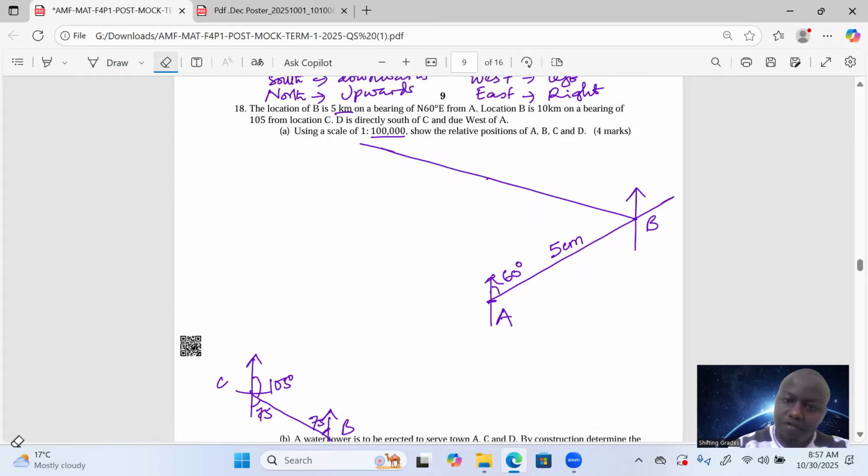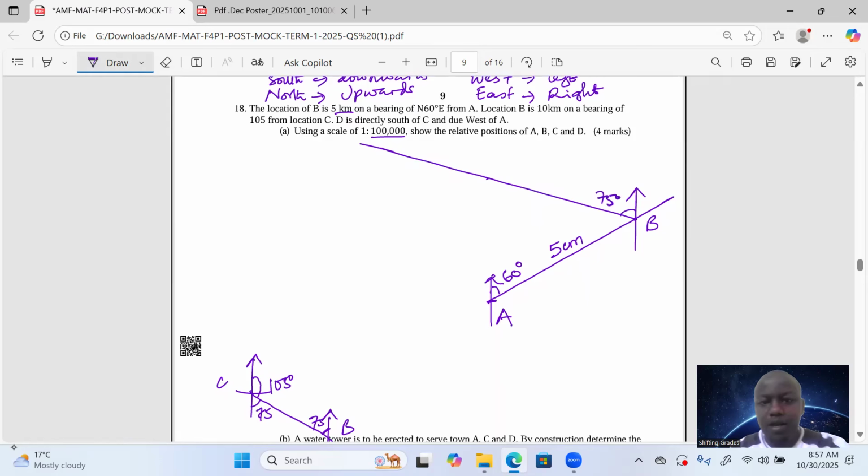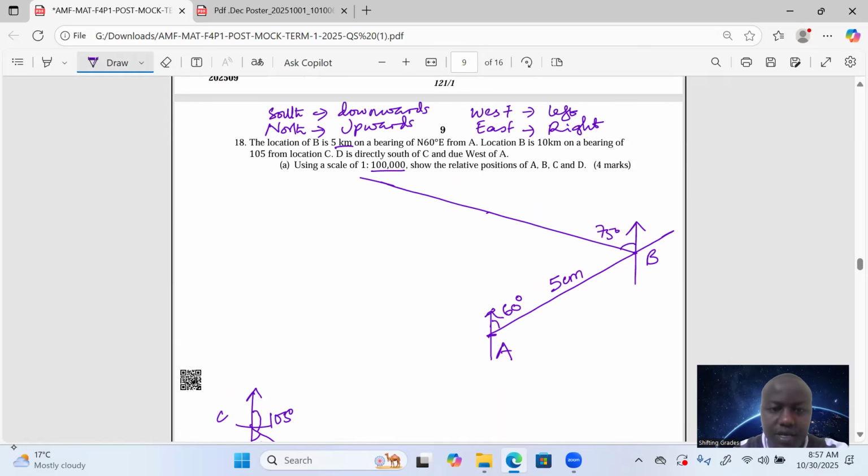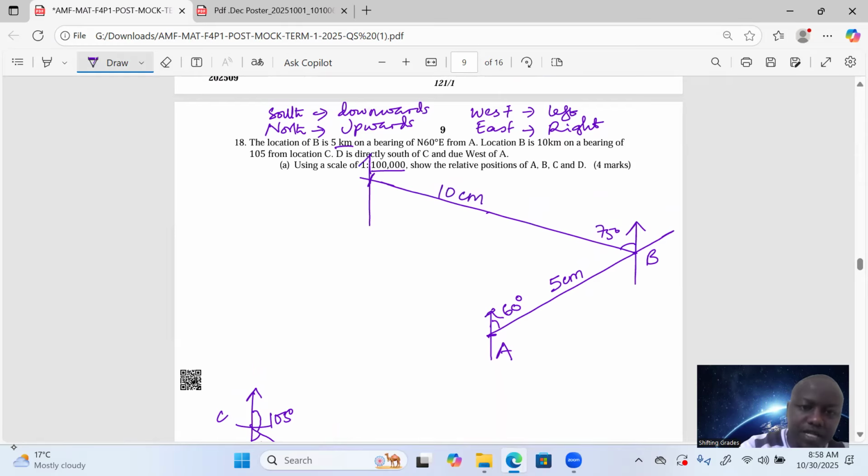So after you've measured 75 here, now you get to the distance of 10 centimeters for the 10 kilometers. Then you raise your compass at that point. You see now with that compass there, this is automatically 75, meaning that the bearing is now 105 from C to B, like that.